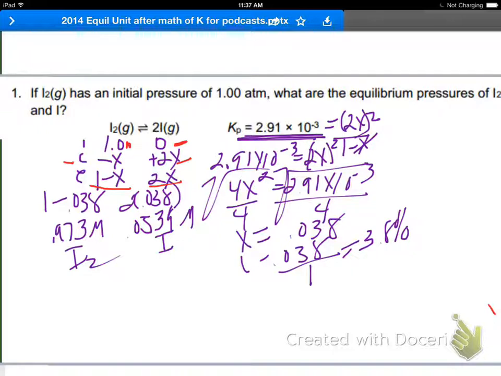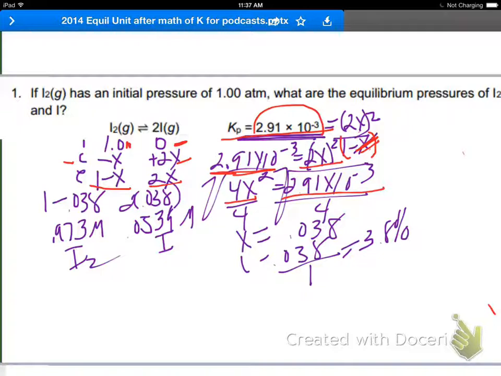Okay, so if we do this, we end up with the equilibrium constant is equal to 2x, which is squared in the numerator, over 1 minus x in the denominator for the I2 concentration. Because Kp is tiny, we're going to go ahead and eliminate x from the equation. So when we do that, we end up with the equilibrium constant is equal to 2x squared. When I square 2x, I get 4x squared is equal to the equilibrium constant.